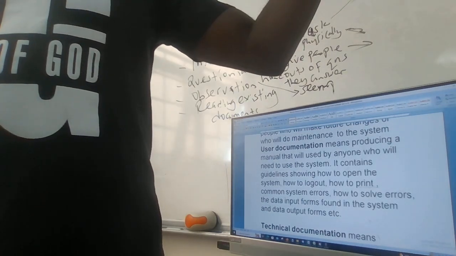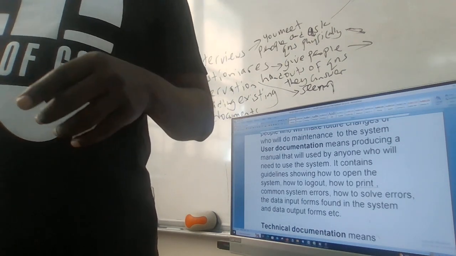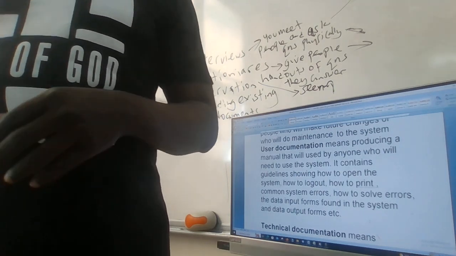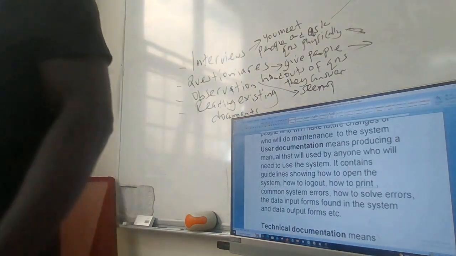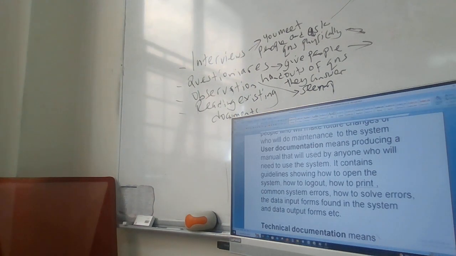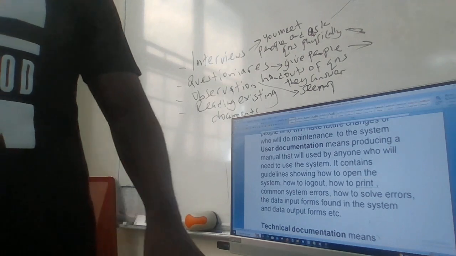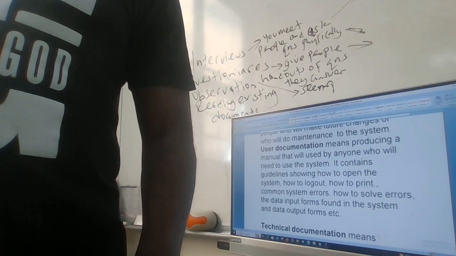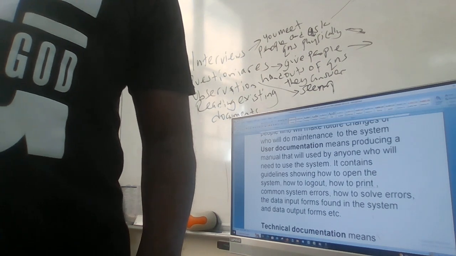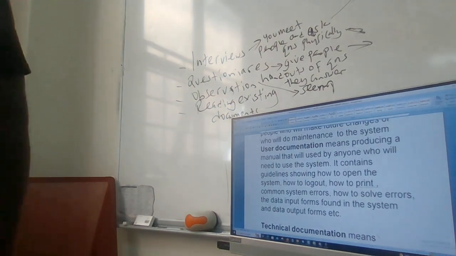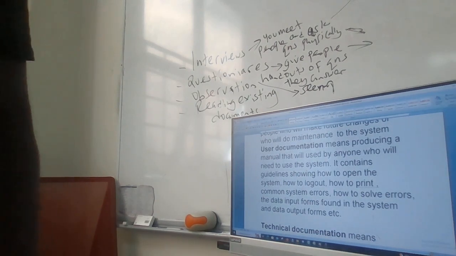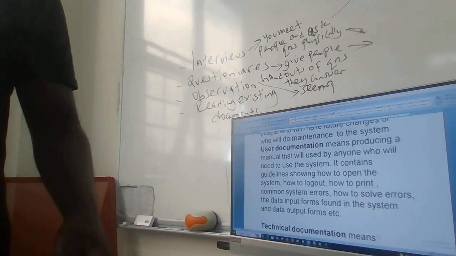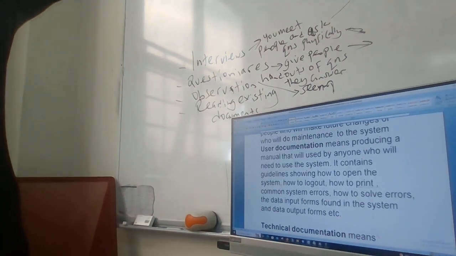Now the user documentation basically has information showing how the new system works. That's the user documentation. So what's its purpose? Basically, it's used by people to know how the new system works. That is the user documentation.